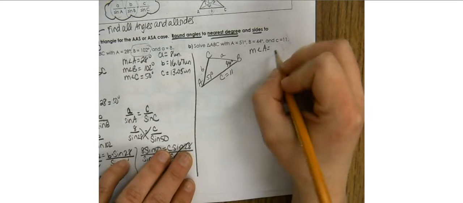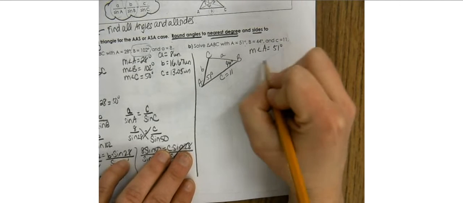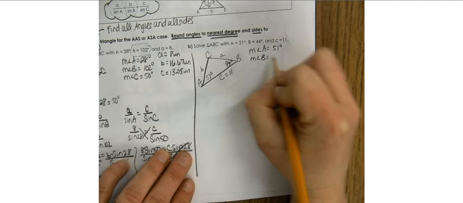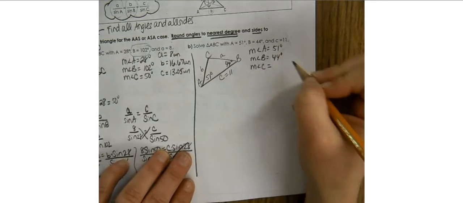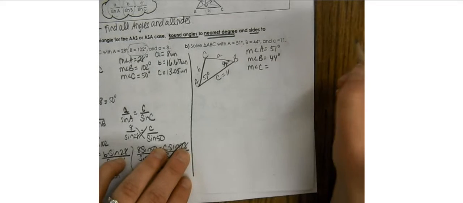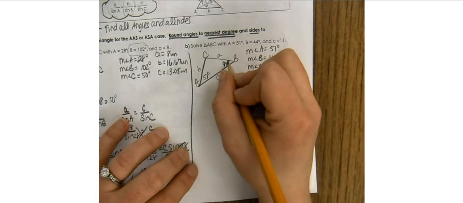Measure of angle A is equal to 51 degrees. The measure of angle B is equal to 44 degrees. And I do not know what the measure of angle C is, but I can find it right away by using my 180-degree rule. So this is a problem where we don't have 2 of a kind, but we can find 2 of a kind very easily.